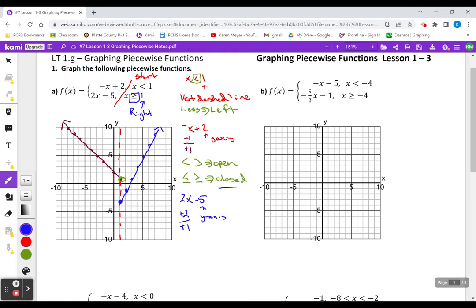All right, so let's go on to question number 2. Okay, my dash line is going to go right here at -4. So on the x-axis, make a dash line here at -4.